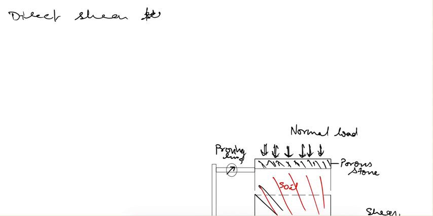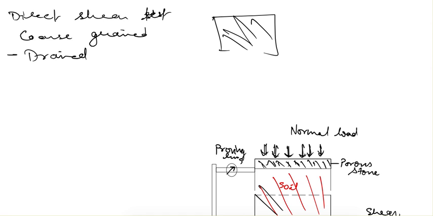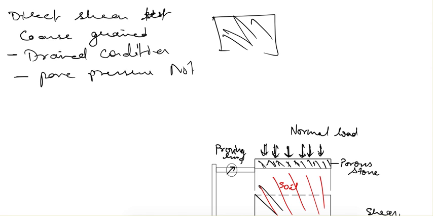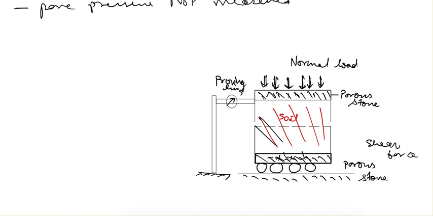So this test is conducted for coarse grained soils, and all the time only drained condition should be there, or if the soil is drained in the field, so that condition only we can simulate in this test, because pore water pressure cannot be measured. So this is the test condition.